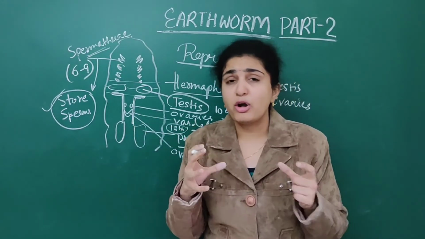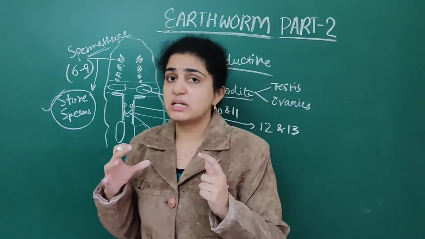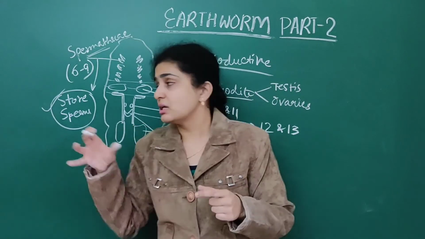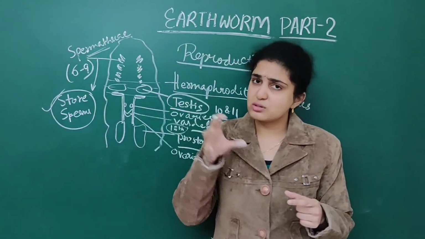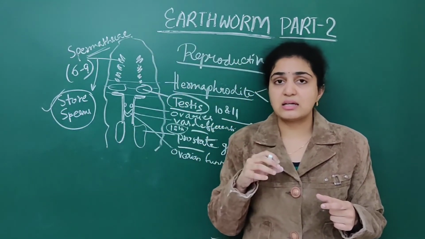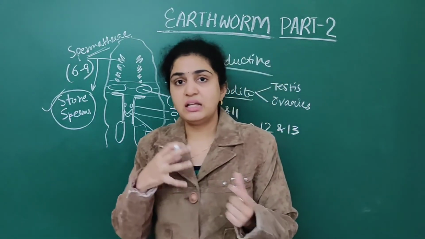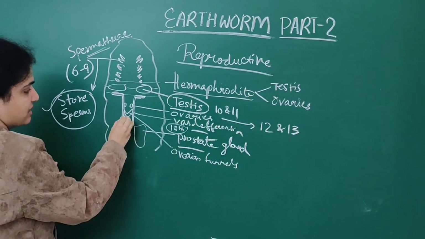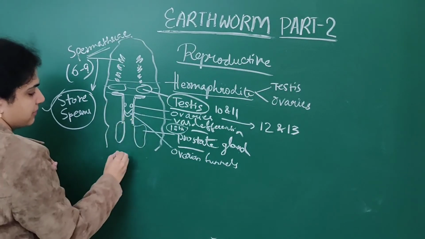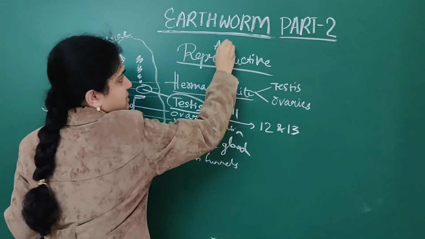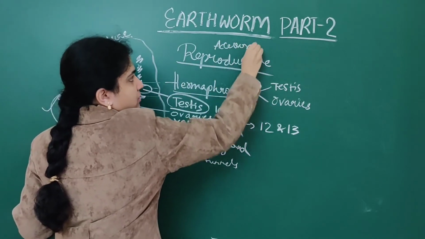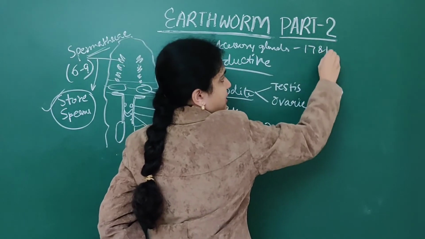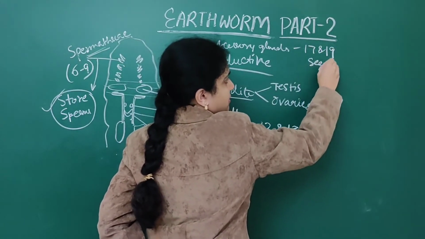The next important NEET question which is mostly asked is, where are the accessory glands? Like in humans, in earthworms also accessory glands are present. They are present in the 17th as well as 19th segments. Here 2 pairs of accessory glands are present, in the 17th and 19th segments.